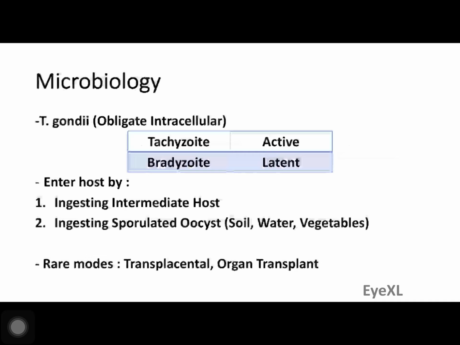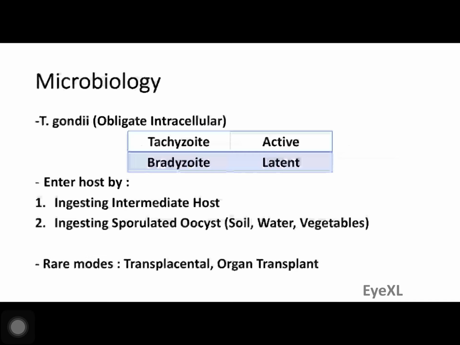So the organism is Toxoplasma gondii, an obligate intracellular parasite. The active form is called tachyzoite and the latent form is known as the bradyzoite. So how does it enter the host? It doesn't matter whether it is the intermediate host or the definitive host. The definitive host is the cat, the feline species for Toxoplasma, and the intermediate host can be anything else. It can be human, can be mice. So it enters the host by ingesting an intermediate host.